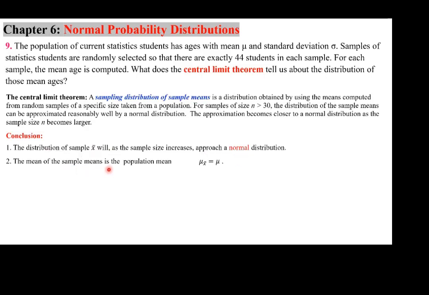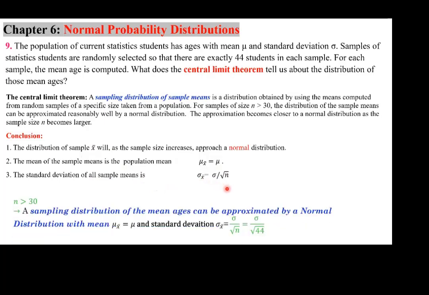The mean of a sample means is the population mean, mu of x bar equals mu, from the previous page. I hope you remember that. The standard deviation of all sample means, sigma of x bar, is sigma over square root of n. Therefore, in this example, since n is larger than 30, a sampling distribution of the mean ages can be approximated by a normal distribution with mean mu of x bar equals mu and standard deviation sigma of x bar equals sigma over square root of n. Since we know n is 44, we put sigma over square root of 44.